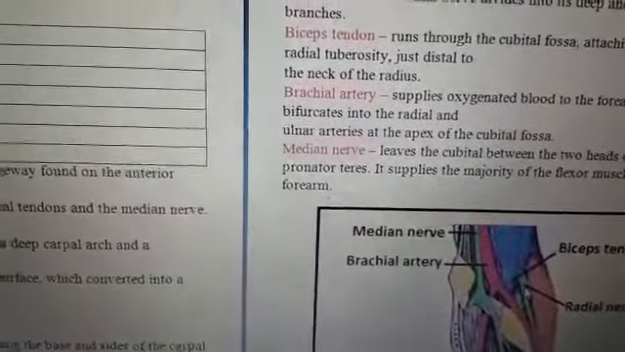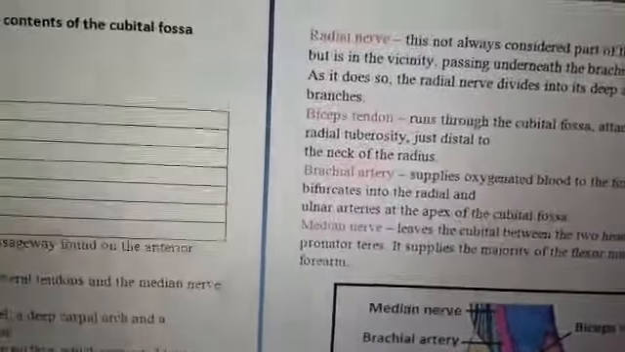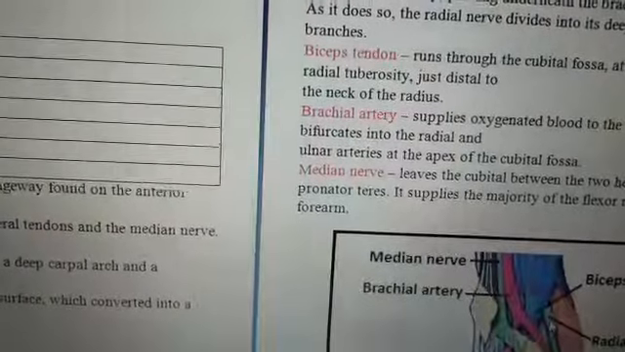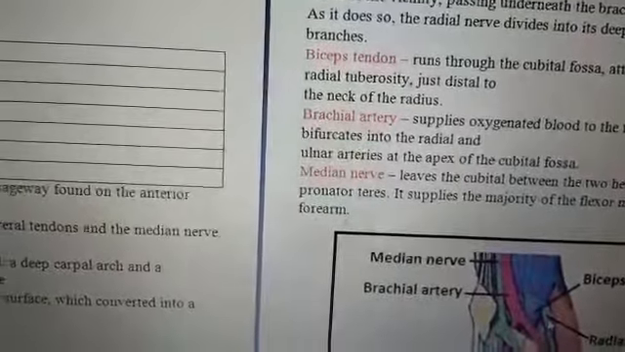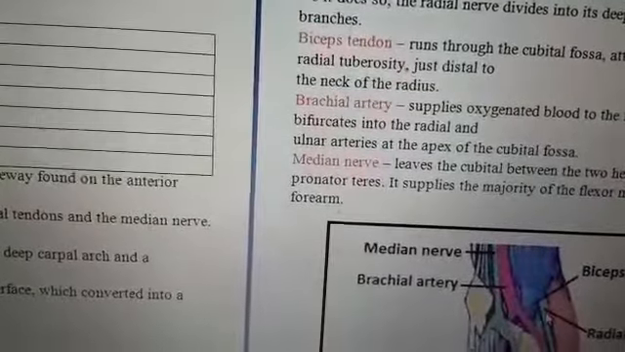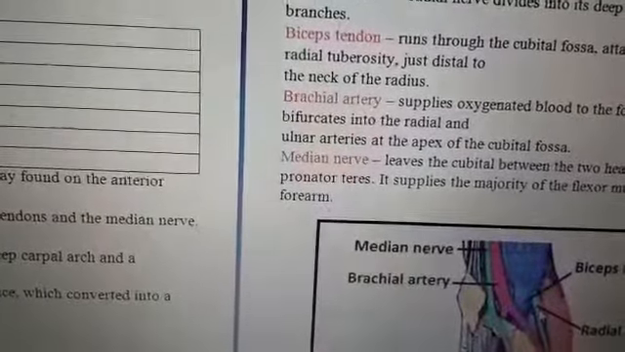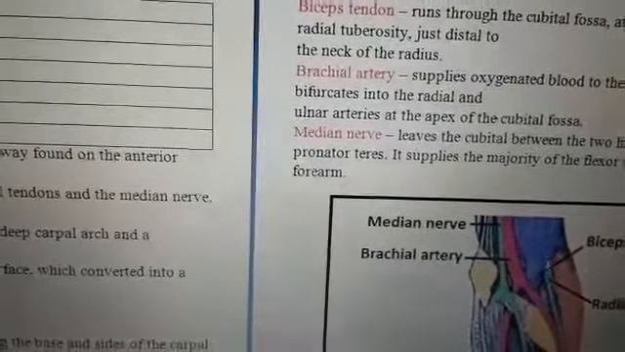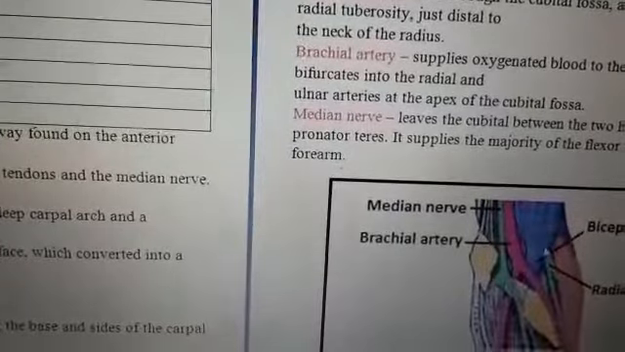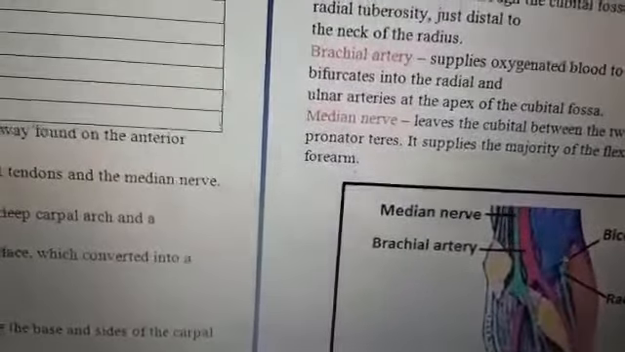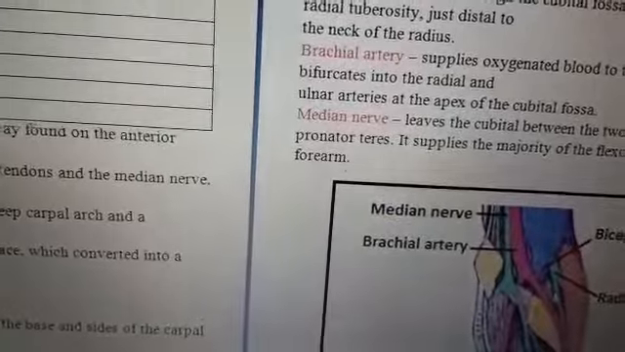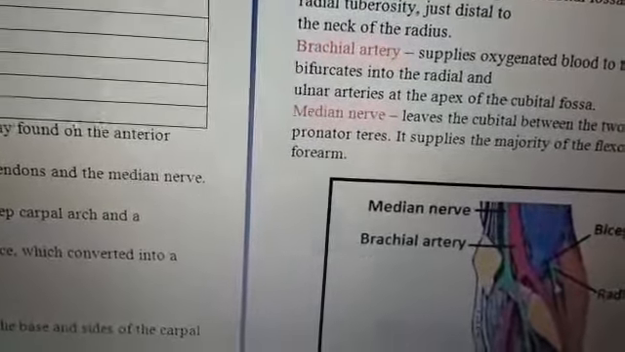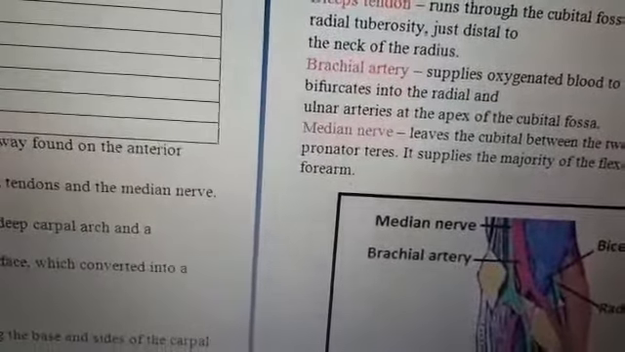It is not always considered part of the cubital fossa, but it is in the vicinity, passing underneath the brachioradialis muscle. The radial nerve divides into its deep and superficial branches. Usually we do not consider the radial nerve itself among the contents of the cubital fossa, because before it enters the fossa it divides into deep and superficial branches. So we say the deep and superficial branches of the radial nerve are among the contents of the cubital fossa.